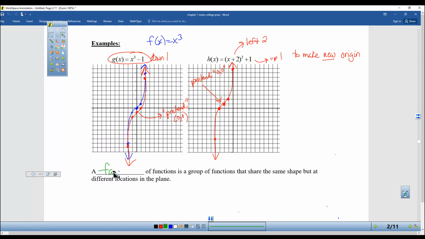A family of functions is a group of functions that share the same shape, but are at different locations in the plane. So all of these graphs, both red ones and the blue one, are part of a family of functions. They haven't changed how they look. They're all x cubed graphs. They've just been moved around a little bit.